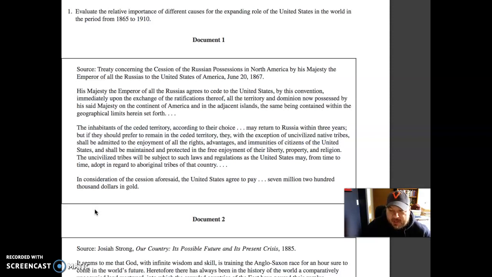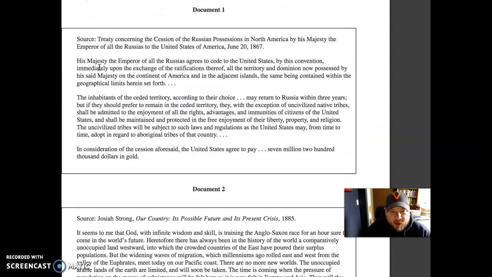So basically what it's saying is the U.S. is expanding its role in the world. That's not really one of the things you're making an argument about. You are making an argument about why. Why exactly is this role expanding? What are the reasons for it? So my thesis statement probably would include a number of reasons, like nationalistic reasons, economic reasons, that sort of thing, for sure. So let's look at document one.